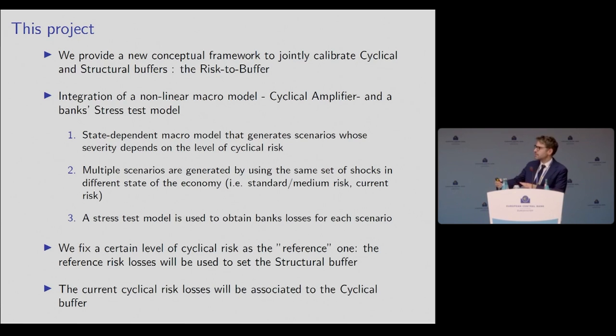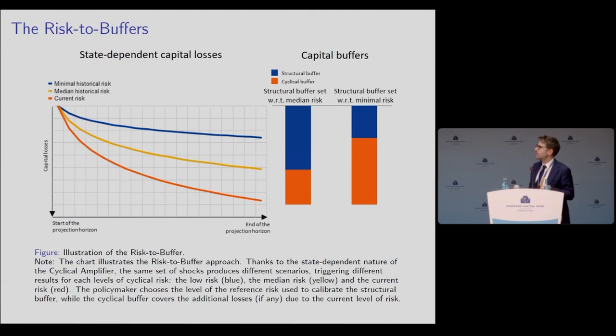And the additional losses are going to be generated by the amplification of the cyclical risks in the model. These are going to be associated with the cyclical buffer. Let me just show this with an illustration.